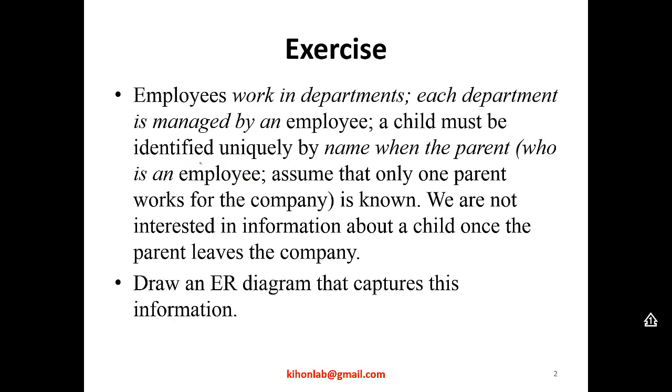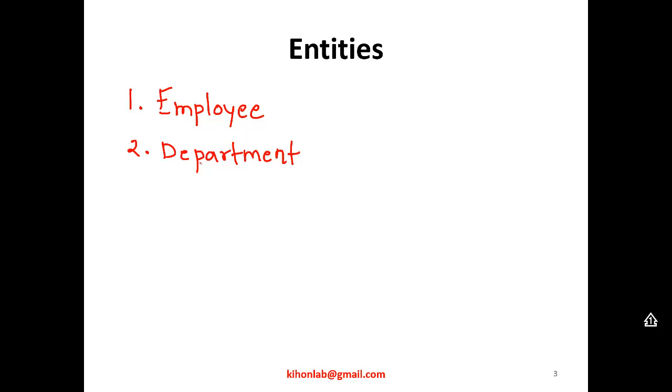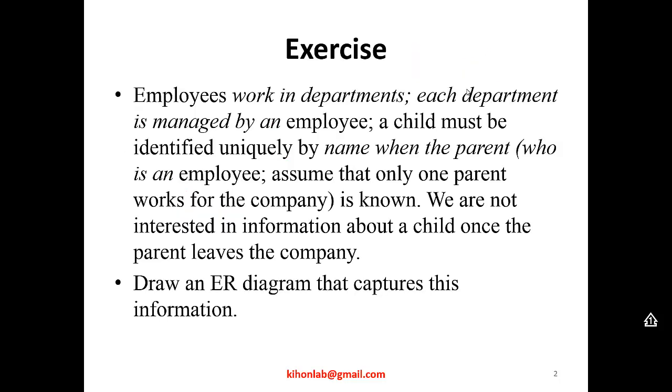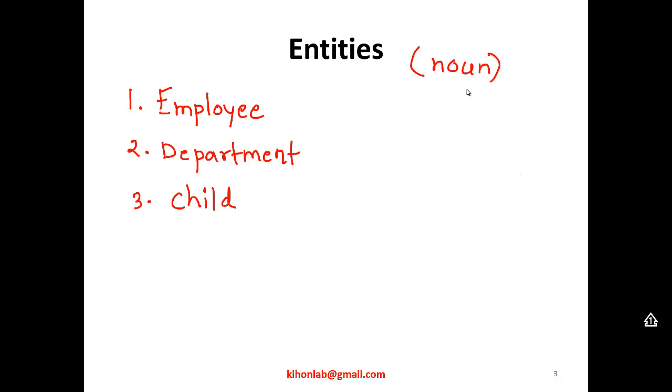And third entity: a child must be identified uniquely by name when the parent, who is an employee, is known. Assume that only one parent works for the company. We are not interested in children data. So child is again an entity. My third entity is child. For a noun, I'm supposed to find the thing or object. So here we have found three nouns: employee, department and child.